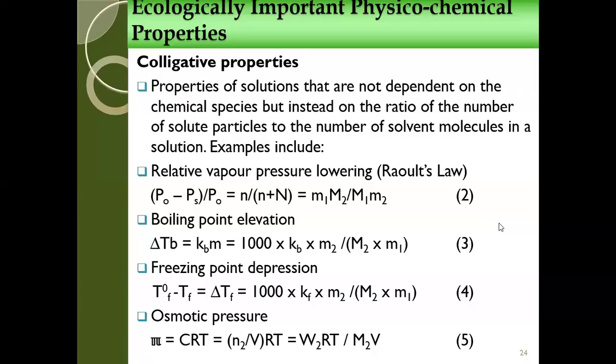And I told you that KB is a constant. So anywhere you have a constant, the value of that constant will be provided or given. So in this case, the value of KB, that B is a subscript, KB is equal to 0.512.